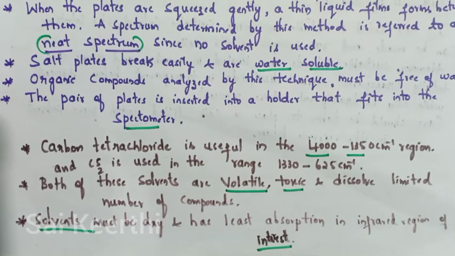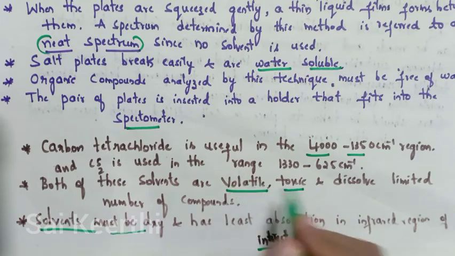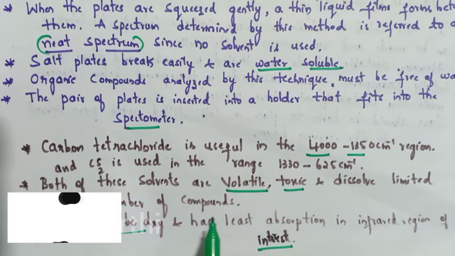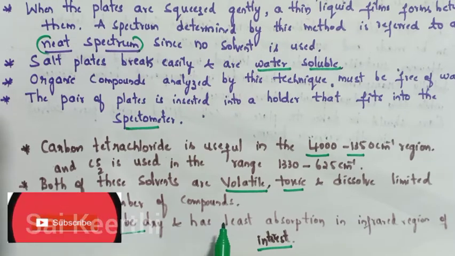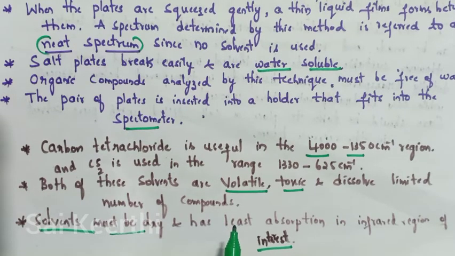That means they should have least absorption. They should not interfere in the spectrum of the compound which is under study. So the solvent must be dry and have least absorption in the infrared region of interest. And remember that carbon tetrachloride and CS2 are volatile, toxic and dissolve a limited number of compounds. And in the liquid sampling technique, a pure solvent is used and it is placed in the reference beam.